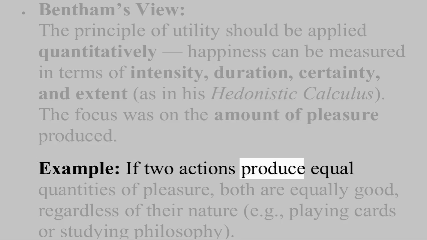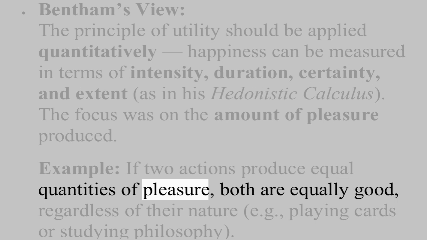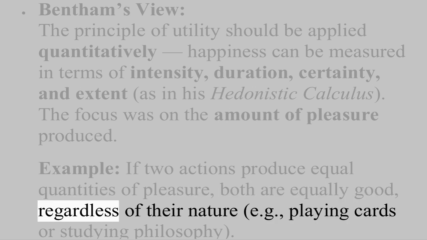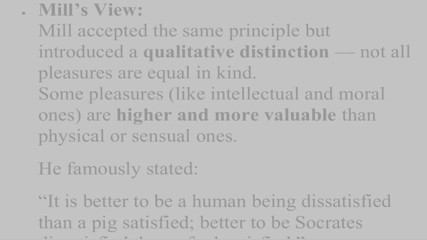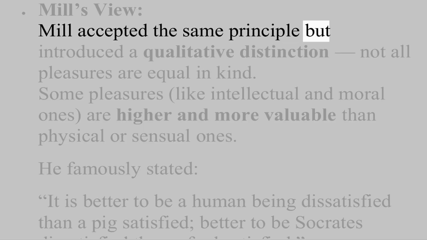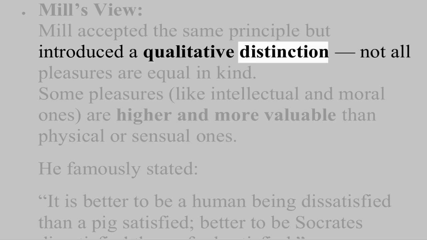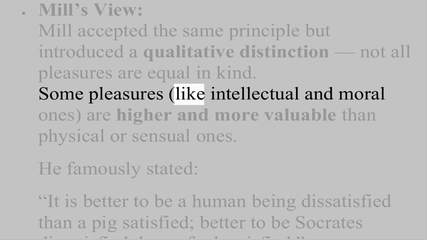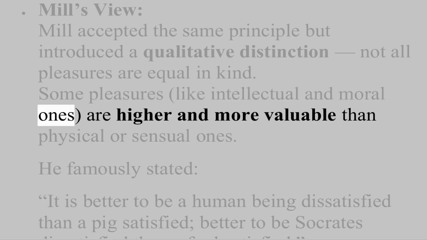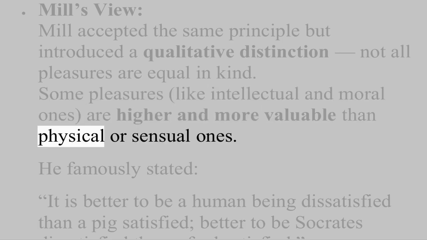Example, if two actions produce equal quantities of pleasure, both are equally good regardless of their nature. Example, playing cards or studying philosophy. Mill's view. Mill accepted the same principle but introduced a qualitative distinction: not all pleasures are equal in kind. Some pleasures, like intellectual and moral ones, are higher and more valuable than physical or sensual ones.